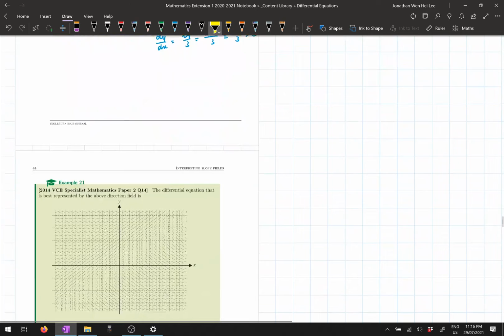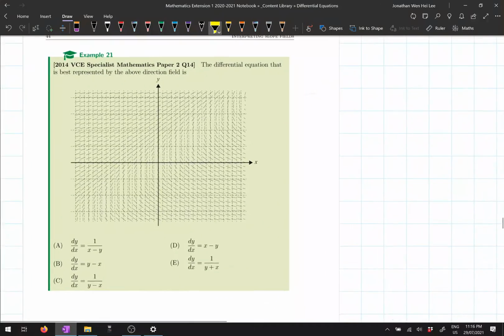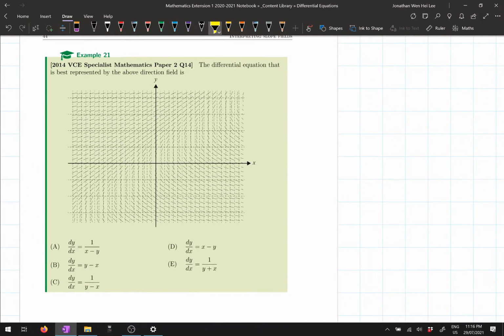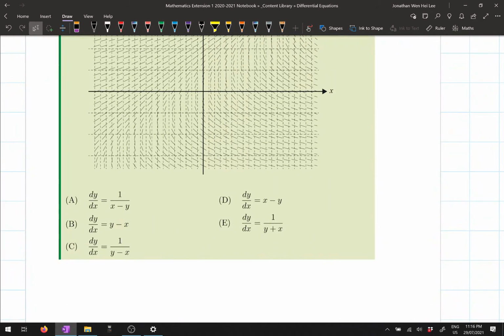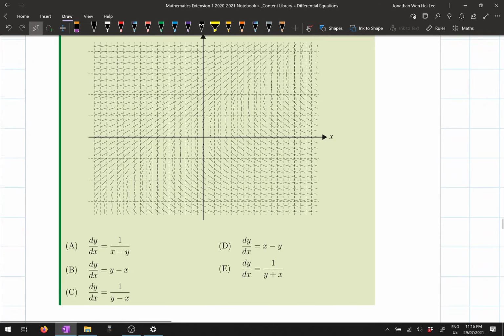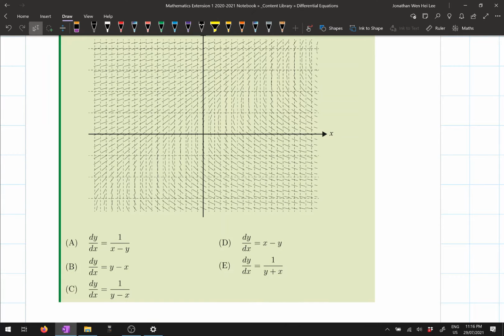Let's have a look at the next one. The next one is from the 2014 VCE specialist paper. The differential equation that is best represented by the above direction field, which is below in this case, is... So here we've got a whole bunch of differential equations, and once again we've got a slope field, and we want to try and notice a few things here.